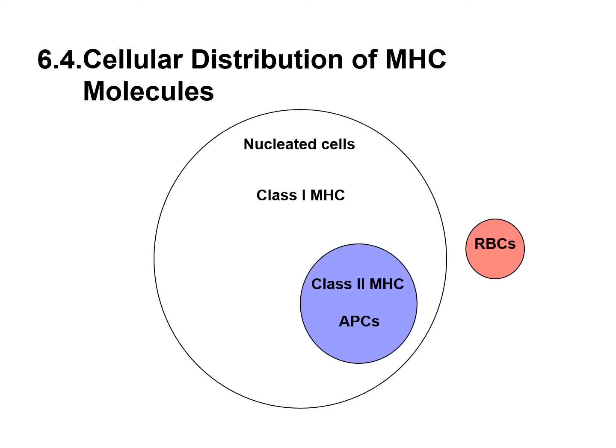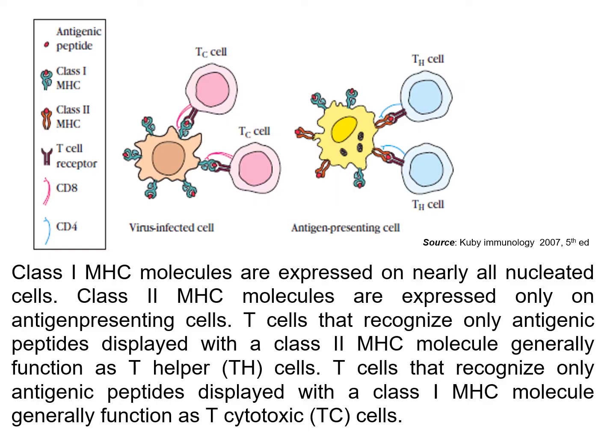So this is a representation of where we can find the class 1 and class 2 molecules. They are found in nucleated cells, and class 2 molecules are mainly in the antigen-presenting cells. RBCs? No, none of the molecules. That is why we call them human leukocyte antigens. So they are found in the WBCs.